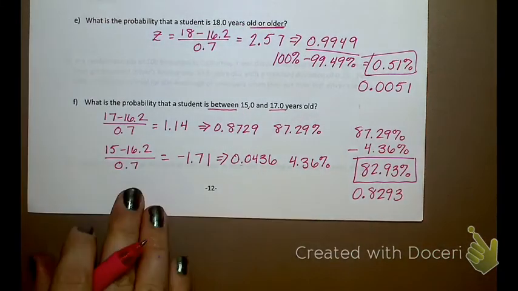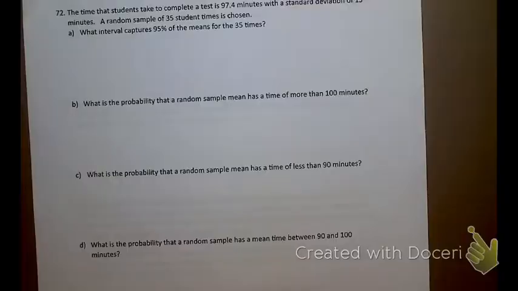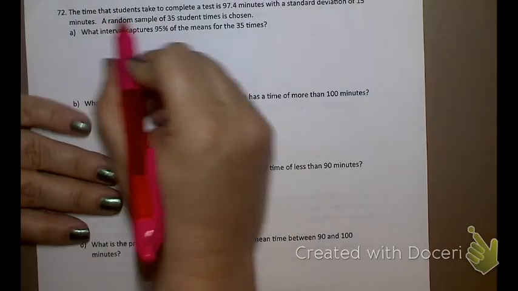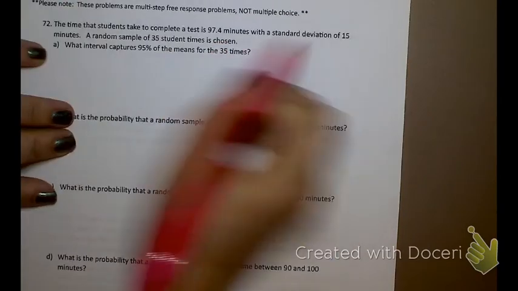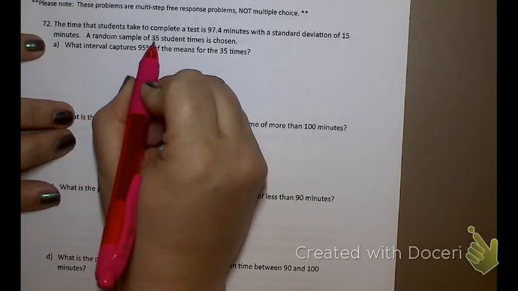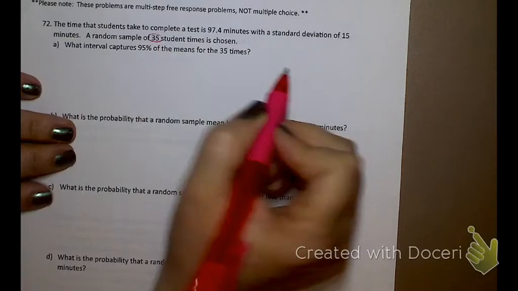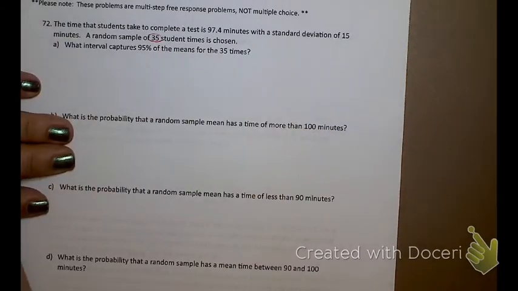Okay, any questions? The time that students take to complete a test is 97.4 minutes with a standard deviation of 15 minutes. A random sample of 35 student times is chosen. What interval captures 95% of the means for the 35 times?